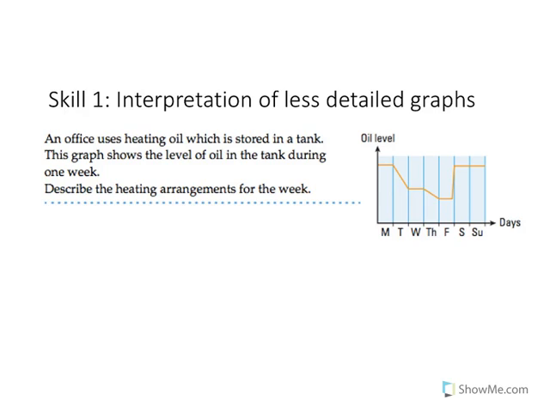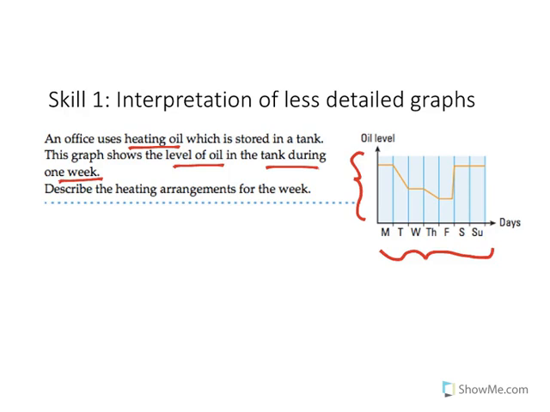In this first example, an office uses heating oil, which is stored in a tank. This graph shows the level of oil in the tank during 1 week. Describe the heating arrangements for the week. As we can see, the x-axis is talking about the week, the days, so every day is a little bit different. And the y-axis is talking about the level of the oil: high, low, medium, and so forth.